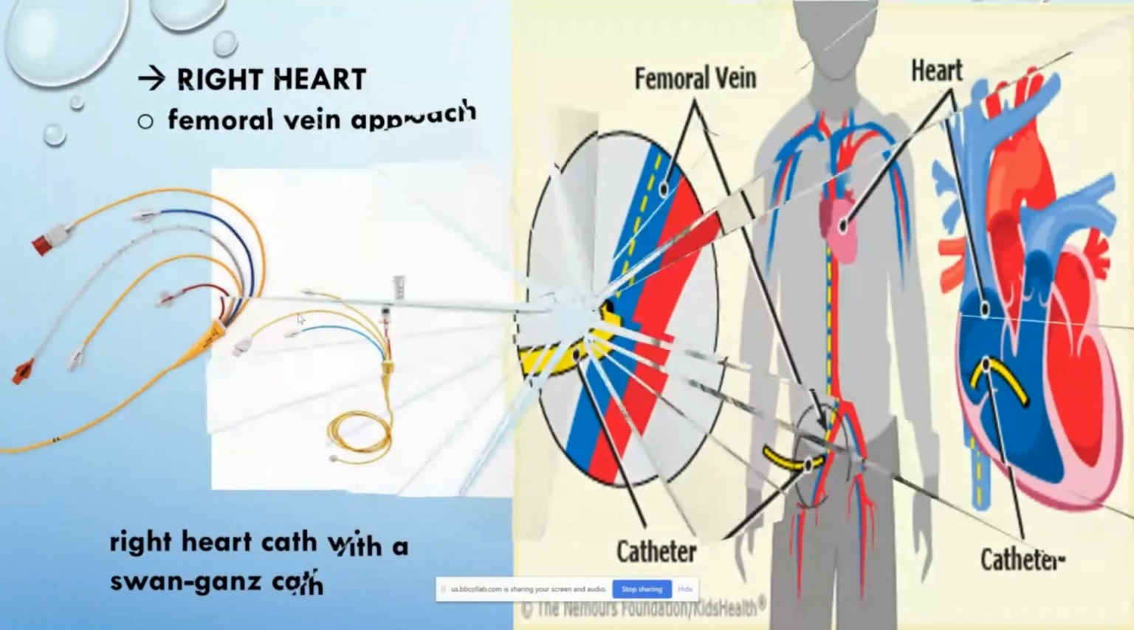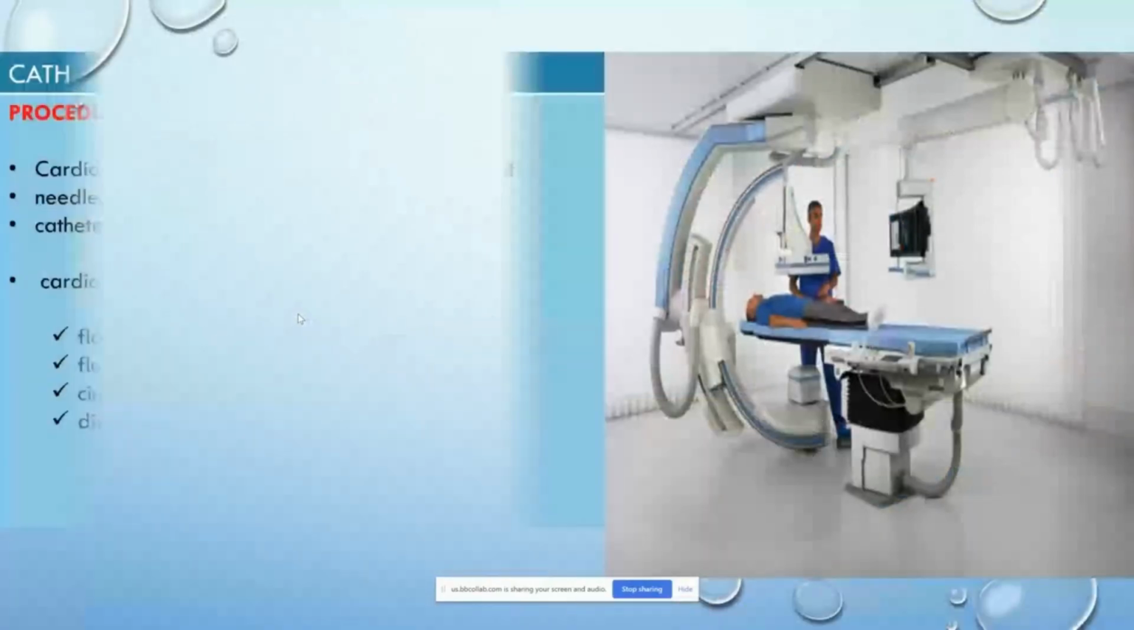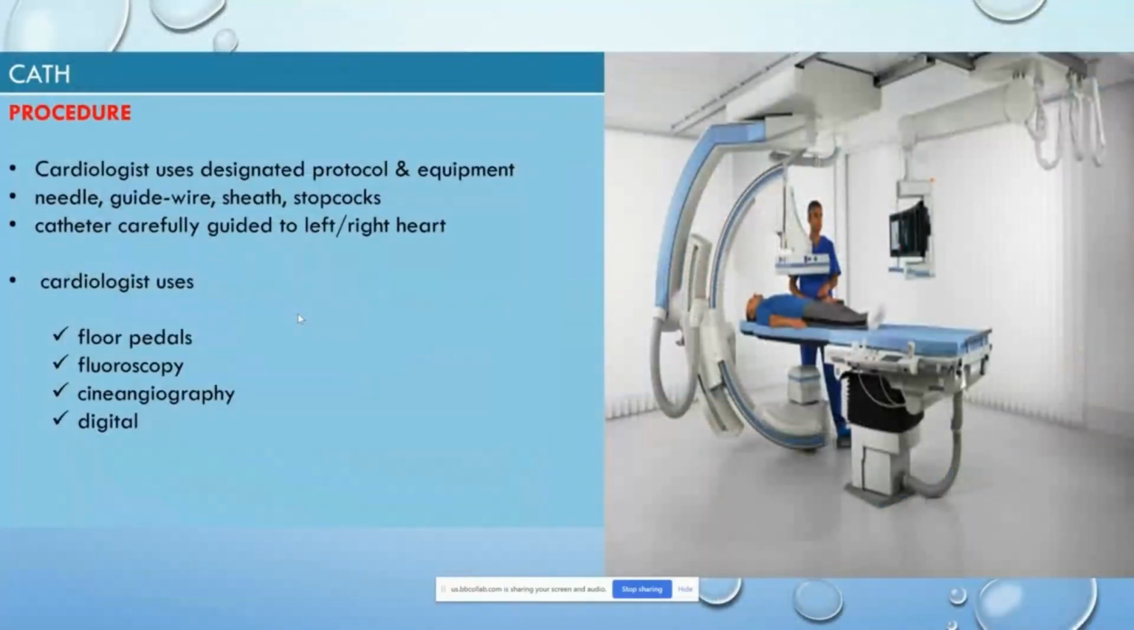Not just that, there's the actual procedure itself. The cardiologist will use whatever procedure they deem best at the time, and the equipment that they're going to need is already going to be there. And so they'll have a needle guided wire. They're going to need sheaths and stopcocks and stuff. All of that you'll know when you actually start working. And then they'll guide the catheter to the left or right heart depending on what they need.